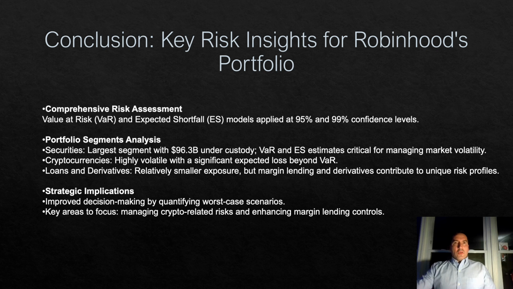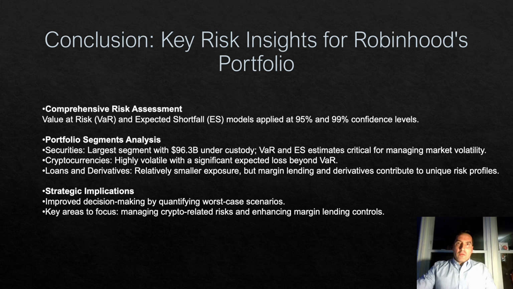In conclusion, our group would like to provide a brief overview of our key findings. Our analysis has provided a detailed overview of Robinhood's risk exposure, segmented by securities, cryptocurrencies, loans, and derivatives. We utilize both VaR and expected shortfall metrics to quantify potential losses under different confidence levels, focusing on short-term fluctuations. In particular, Robinhood's securities portfolio, valued at $96.3 billion, represents the highest exposure. This showcases the importance of understanding the worst-case scenarios and market downturns, where ES plays a critical role.